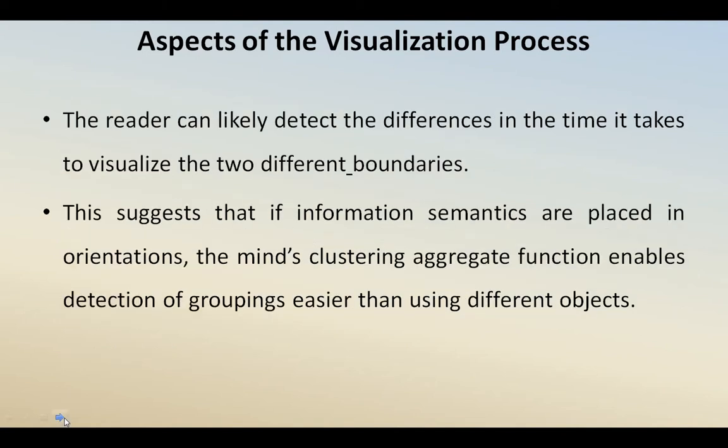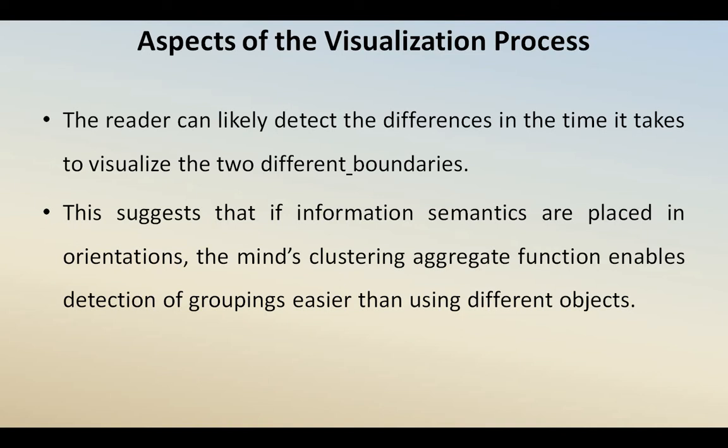Next one. The reader can likely detect differences in the time it takes to visualize two different boundaries. This suggests that the information semantics are placed in orientations. The mind's clustering and aggregate function enables detection of grouping more easily than different objects. The reader who can identify the photographs can easily detect the differences when visualizing different boundaries. What it is saying is that the human mind can use clustering and aggregate functions, which enable the detection of groupings and differentiations more easily than using different objects.